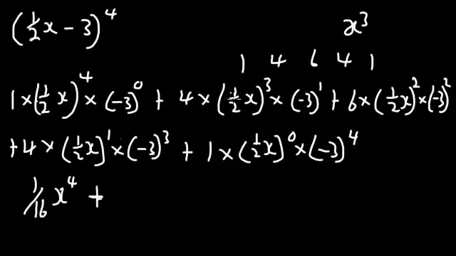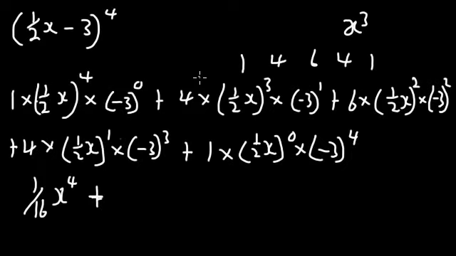Now, 1 over 2x to the power of 3 is 1 over 8. 2 to the power of 3 is 8. So that's 1 over 8x to the power of 3. Now, negative 3 to the power of 1 is negative 3. And multiplied by 4 gives us negative 12.